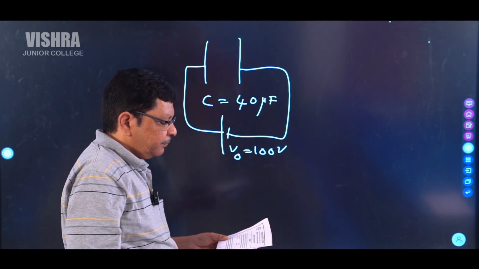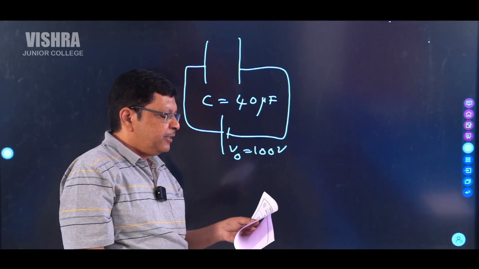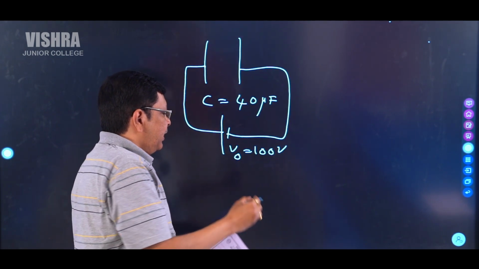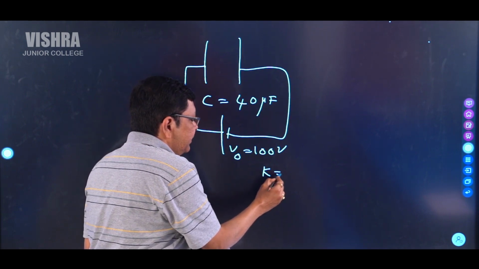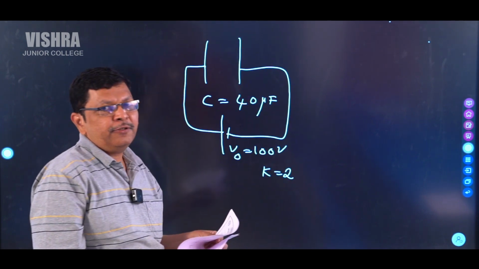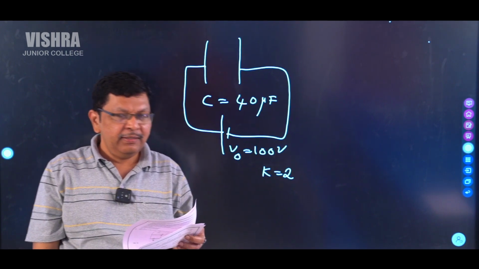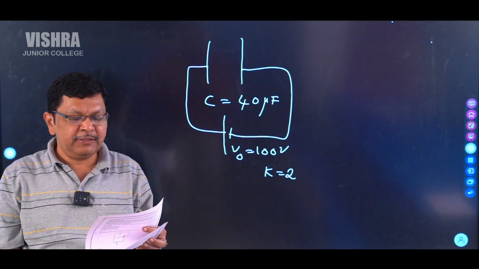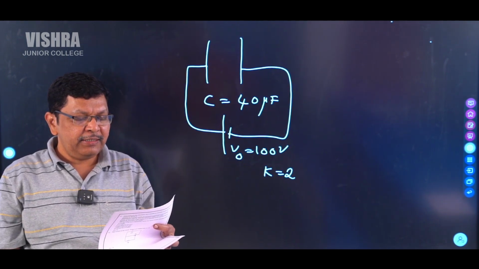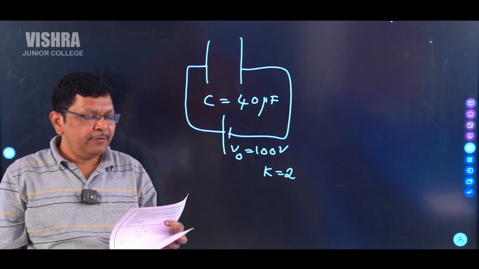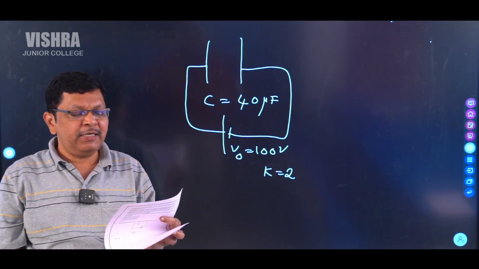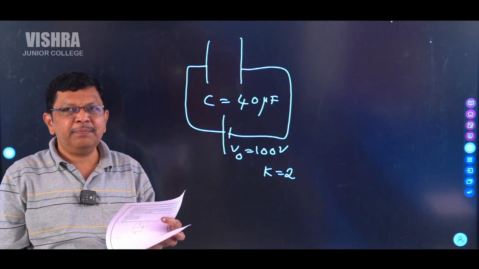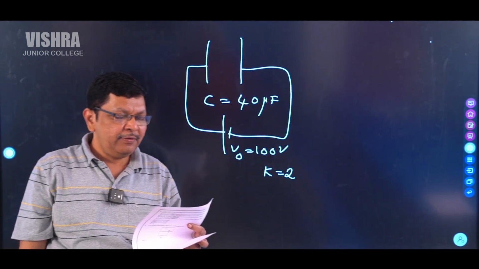Next, now the space between the plates is completely filled with a dielectric material of dielectric constant K equal to 2. So after connecting to the battery, after some time, the dielectric material is completely filled in the space. And due to the introduction of the dielectric, we have to calculate the extra charge passing through the battery and the change in electric potential energy stored in the capacitor. So two things we have to calculate here.